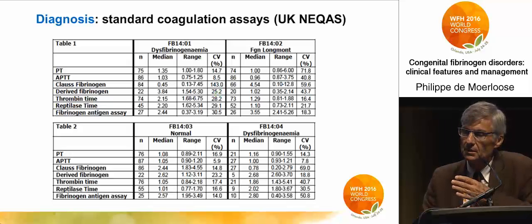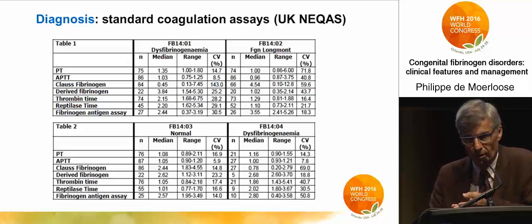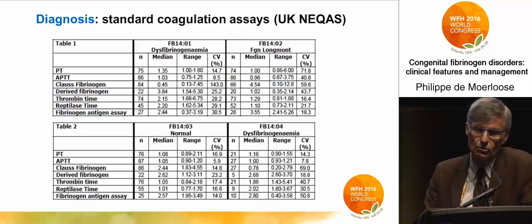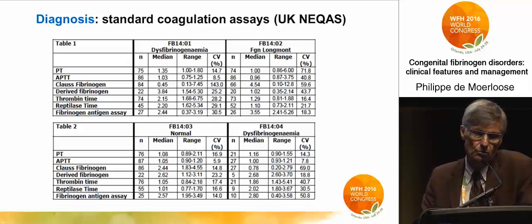You do PT, APTT, fibrinogen activity, fibrinogen antigen, and then you do your thrombin time and reptilase time. It's not as simple, so be careful with the reagents that you use and participate in international collaboration in order to be sure what you are measuring.